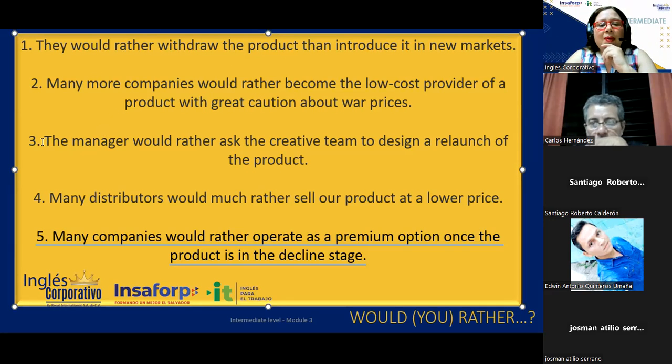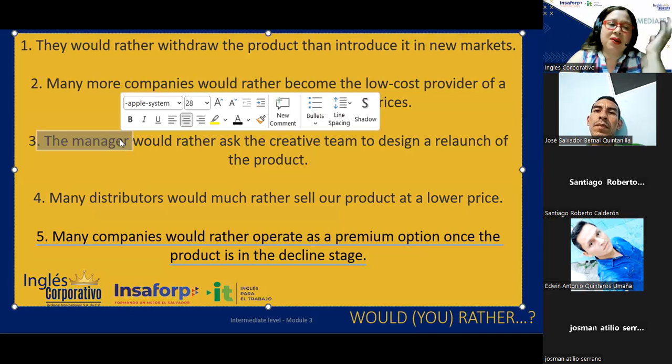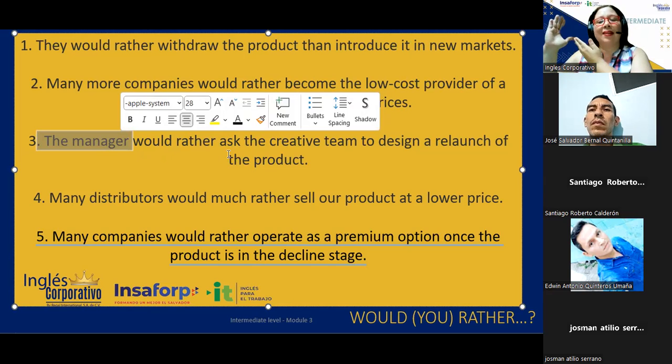So let's see number 3. What's the subject? The manager. Exactly. So it's he or she, third person. So it doesn't affect the verb, because what is affecting the verb, I repeat, is would rather. So the manager would rather ask. The verb is ask. Right. So what is the complement? The creative team to design the launch of the product. Exactly. So this is the structure for affirmative using would rather.